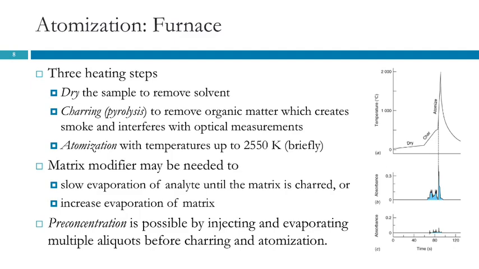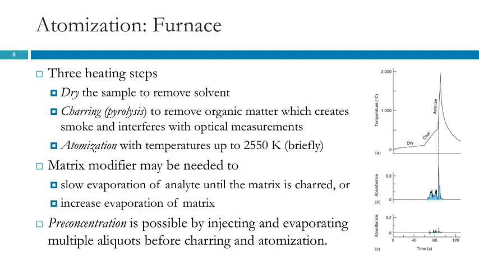So there are some potential problems with the furnace, and some of those can be alleviated by using a matrix modifier. So the matrix is all the other stuff in your sample besides the analyte, right? Sometimes when you're charring your matrix, your analyte might evaporate or it might burn, and so that's not going to be good. So a matrix modifier might slow evaporation of the analyte so that the matrix can char away, or it may increase the evaporation of the matrix so that the analyte gets left behind.